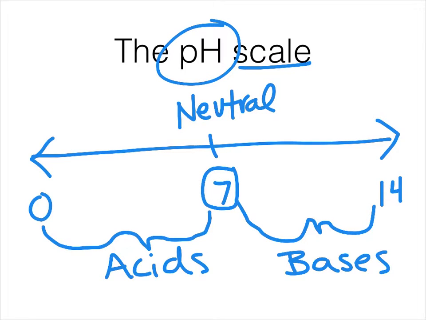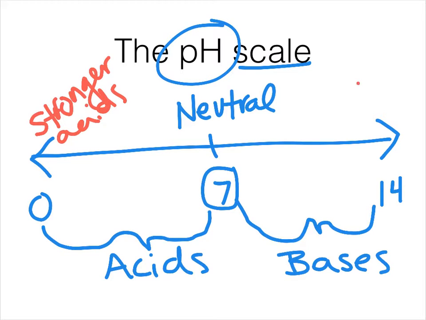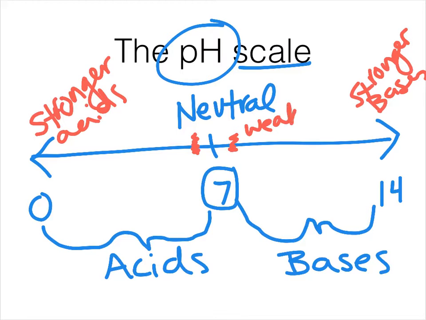The stronger acids will be found at the end of your line, and your stronger bases will be found at the end over here. So that means the closer that you are to 7, the weaker you are. So this is going to be weak base, and over here would be a weak acid.